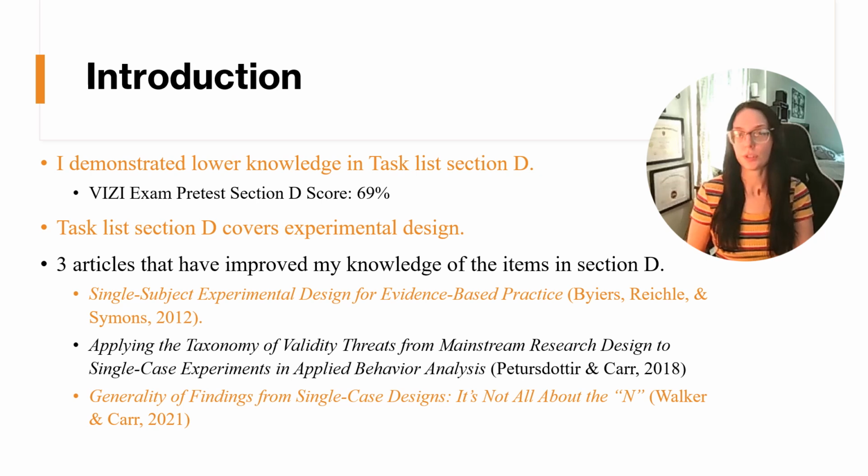My decision to focus on section D is based on it being one of my lowest scoring sections on the VISI exam pretest. The articles I've selected to improve my knowledge of section D are Single Subject Experimental Design of Evidence-Based Practice by Byers, Richley, and Simmons, 2012, Applying the Taxonomy of Validity Threats from Mainstream Research Design to Single-Case Experiments and Applied Behavior Analysis by Pettersdottir and Carr in 2018, as well as Generality of Findings from Single-Case Designs, It's Not All About the End by Walker and Carr in 2021.